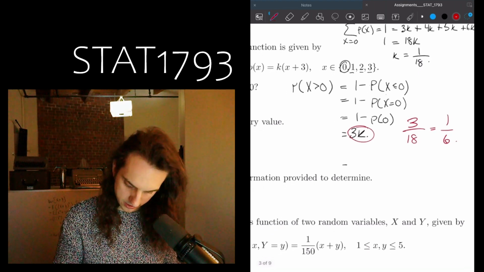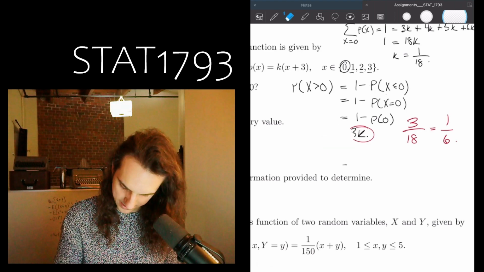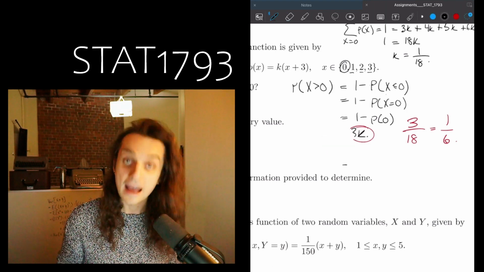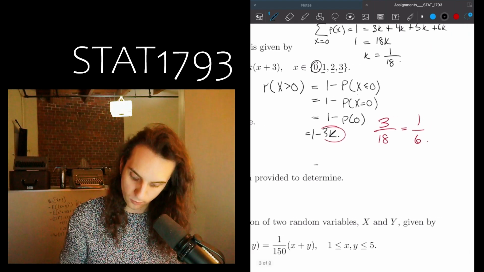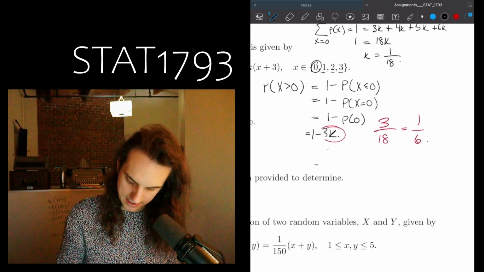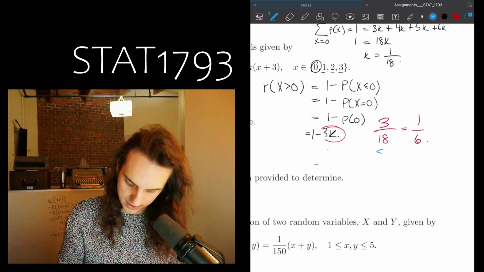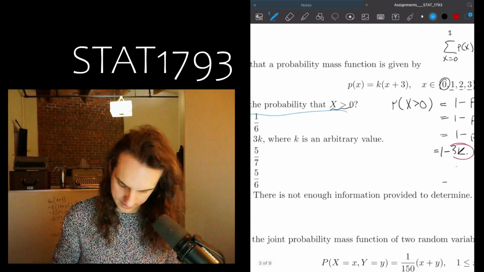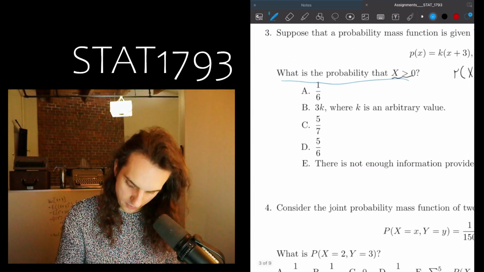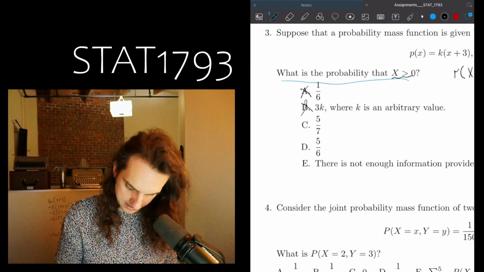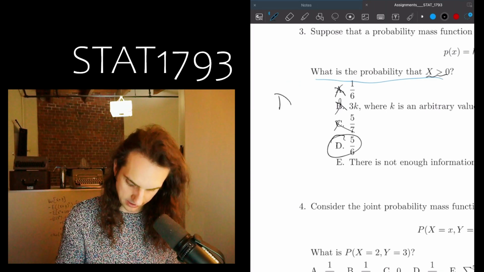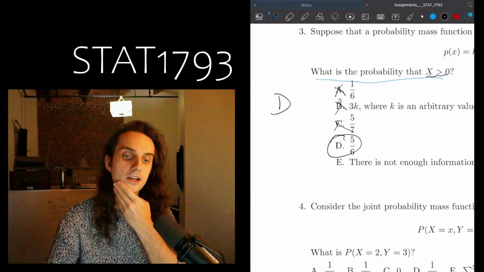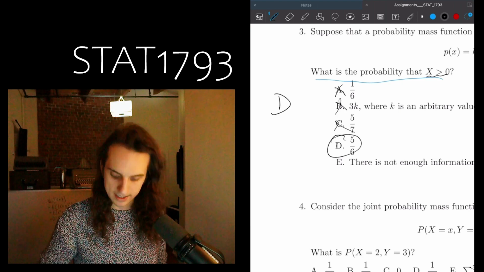But the thing that I will actually point out here is that I made a slight typo on this line when we were getting here. Got a little bit ahead of myself, got a little bit excited. It's going to be 1 minus 3k, right? And so we're taking 1 minus 1 over 6, and so the total answer is going to be 5 over 6. And so if we come back over here, it's not 1 over 6, it's not 3k, it's not 5 over 7, it is 5 over 6. So D is the correct answer, right? And so any of the times that you can actually just do the calculation, I would advise that you try that.